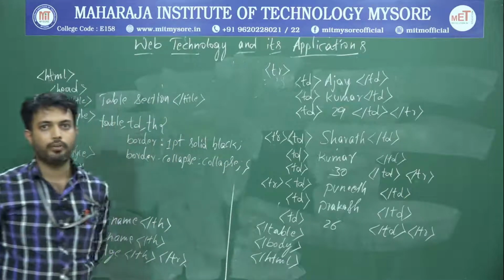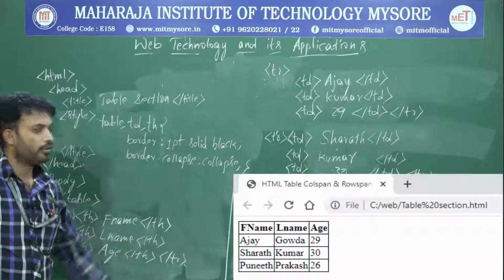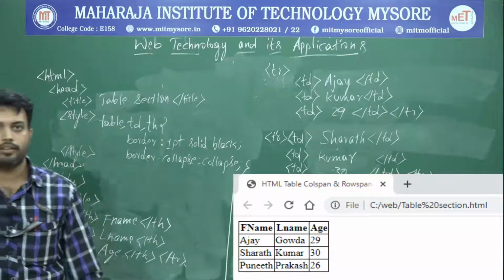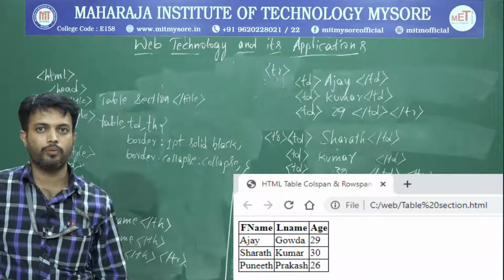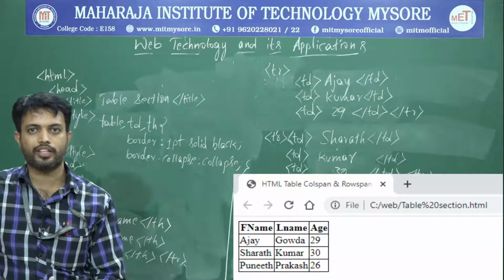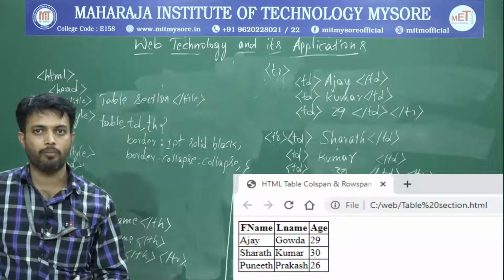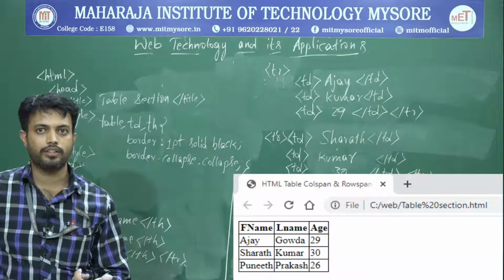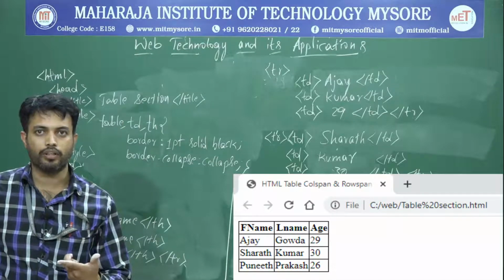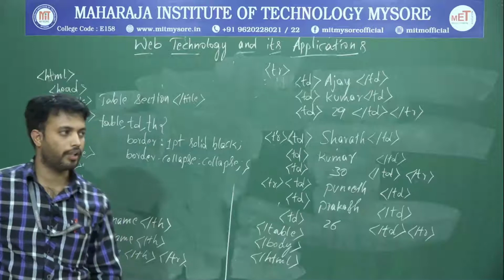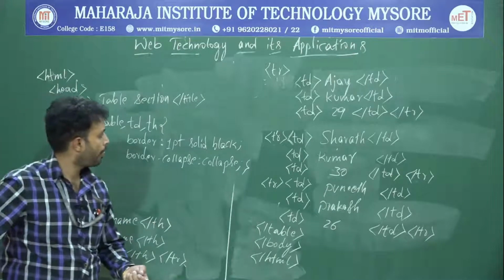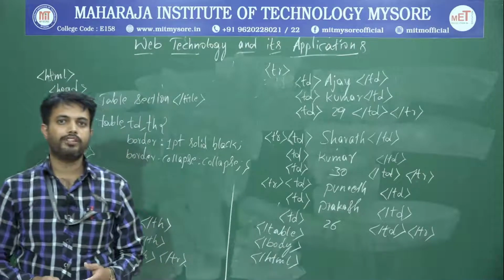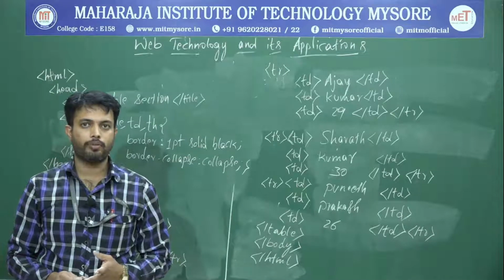Okay. So now if I run this program, you can notice that you will have only one border in between the TD. TD is nothing but the cell, as well as the table border. So that is only one border, right? Okay, fine.